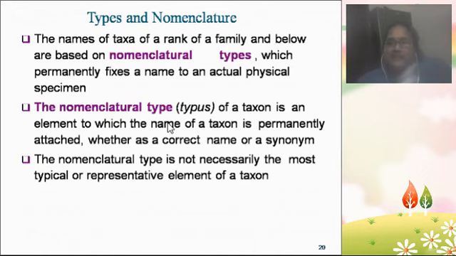Here, nomenclature type means, suppose you are collecting a plant and you are using the plant for your description, for your explanation and for your publication. That is known as the type, the physical plant. That one is known as the nomenclature type, actually a physical thing. Based upon that nomenclature type, your plant is well explained.